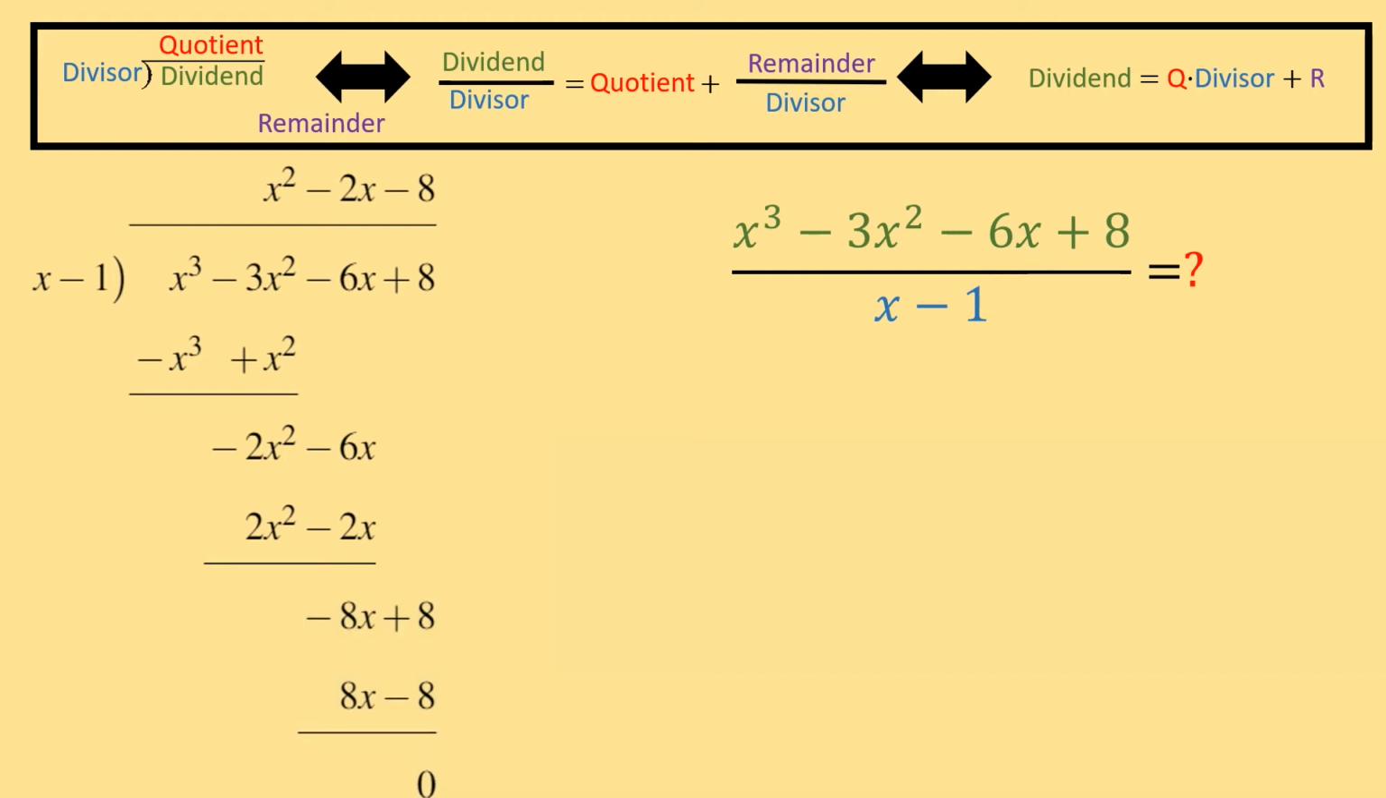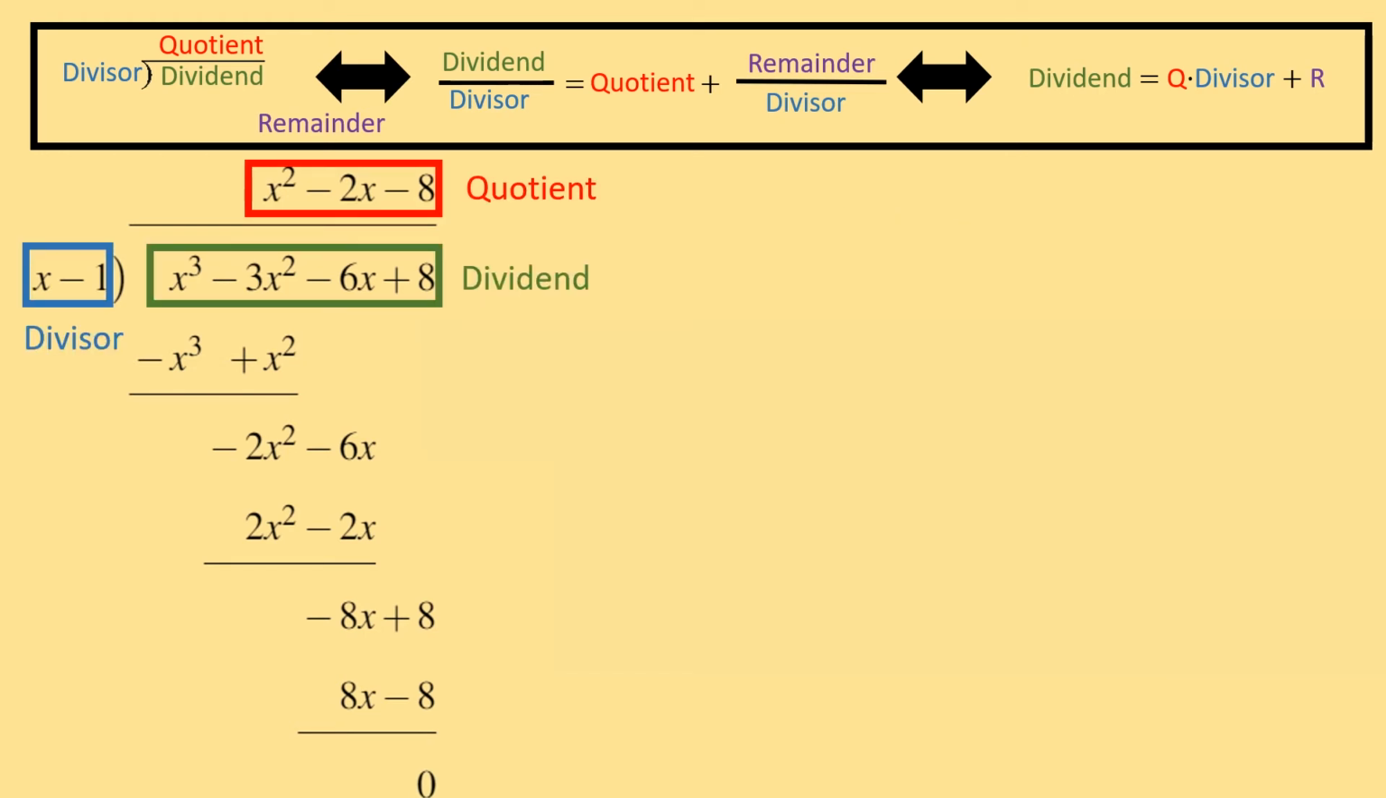Now that we've completed the division, how can we rewrite this? We've looked at one other form earlier, where we have the dividend over the divisor equals the quotient plus the remainder over the divisor.